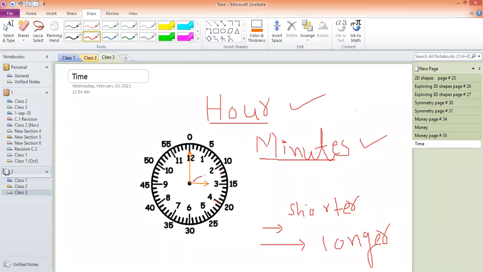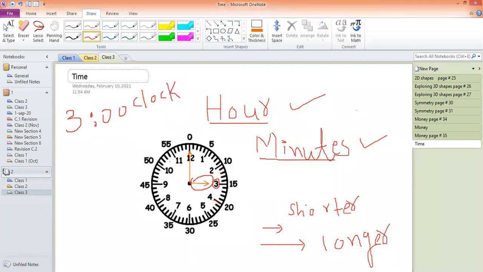Look at this hand. This hand is reaching up to 3. I told you for the hour you will see the number. So you will say, sir, it is at 3. And for minutes, you will check the long hand. The longer hand is at 0. So you can say, sir, it's 3 o'clock.